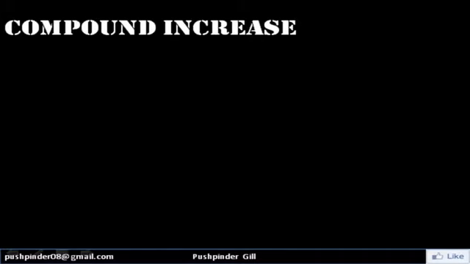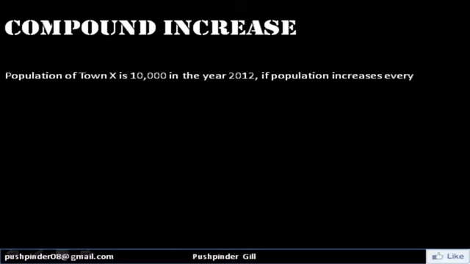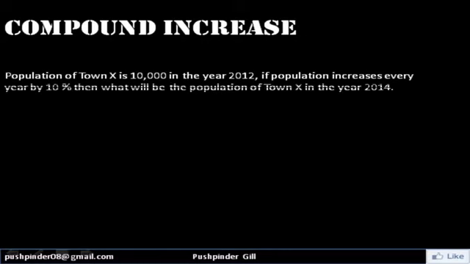Now let's come down to our last point, that is compound increase. This is the kind of percentage increase which you face in compound interest and in population increases, right? So the population of a town X is 10,000 in the year 2012 and increases by 10% every year. What will be the population of town X in 2014, right?